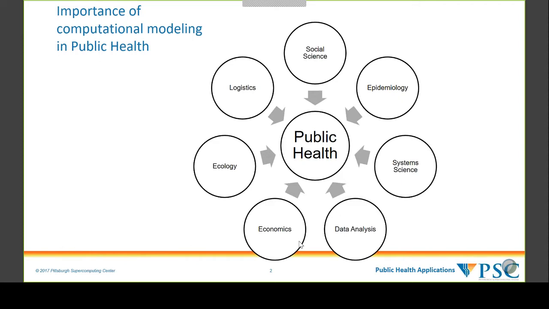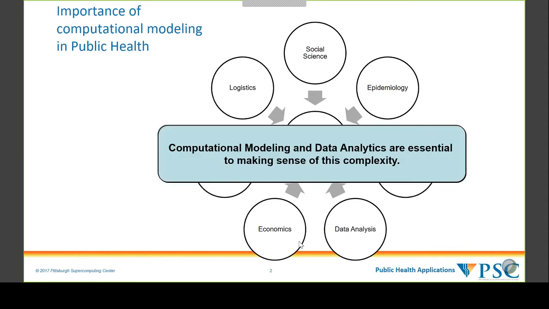So what is the importance of computational modeling in public health? Well, public health is a very cross-cutting discipline. It involves a lot of things like logistics, epidemiology, ecology, system science, economics, data analytics, and social science. And all of these combine to form the idea that we want to improve the health of the public through a number of means. And so we focus on using computational modeling and data analytics because we think this is essential to make sense of the complexity of public health and to understand all of the important factors that are needed in order to improve the overall population's health and well-being.